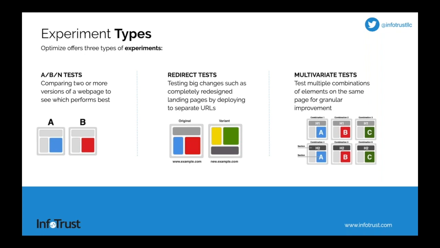In addition to a redirect or A/B test, multivariate tests are also an option, which would be testing multiple combinations of elements on the same page to understand how improvements flow through those different combinations.